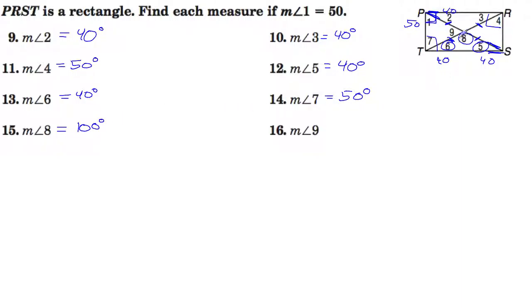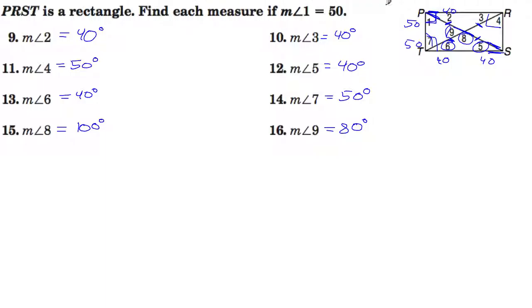Angle 9 is supplementary to angle 8 because they are a linear pair here in the center. And so that means if angle 8 is 100 degrees, angle 9 is 80 degrees. Alternatively, since angle 1 and angle 7 are both 50 degrees, they add up to 100. So angle 9 is the third angle inside that triangle, so that's going to be 80 degrees to get to 180.